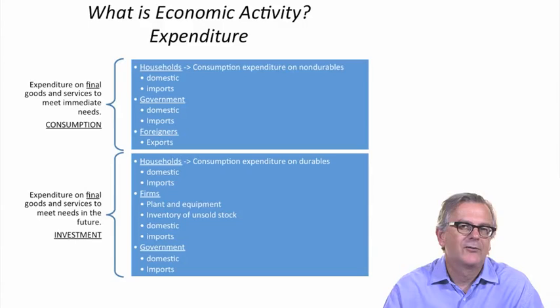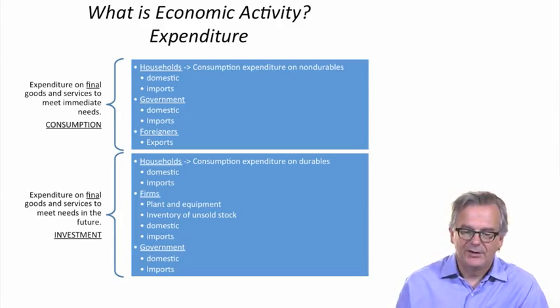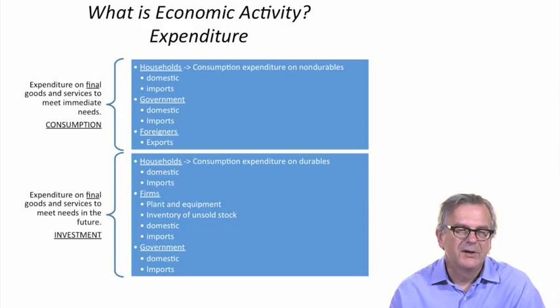Again, you might want to keep track of whether the plant and equipment being purchased is being sourced from domestic suppliers or from other countries. The government also engages in investment expenditure. Government buildings, for example, are something where the government is spending money not just to meet an immediate need, but a need going into the future. So we have these different categories of investment expenditure. Consumption, meeting immediate needs; investment, meeting needs in the future.